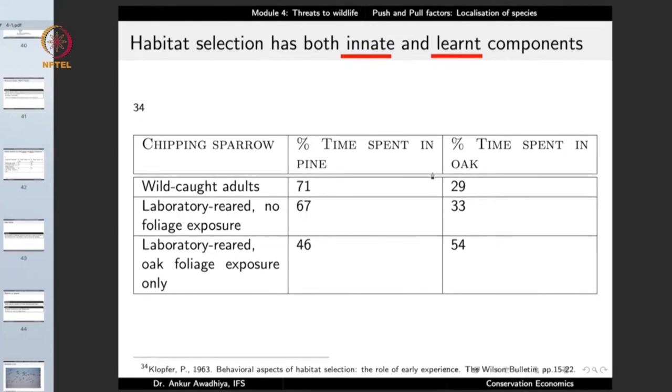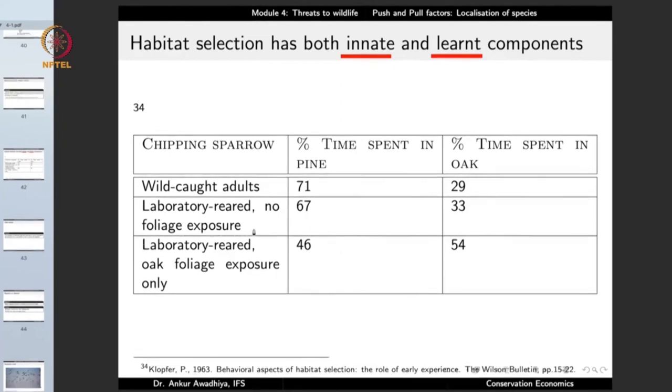Now, in this case, what is happening is that the oak can also serve as a habitat for these birds. It also provides them with shelter. It also provides them with a place where they can roost or nest. But they have a behavioral preference for pine. So this is an example of habitat selection. Now, it has an innate component which is present from birth, because if you have laboratory reared birds which have not been exposed to any outside foliage, then also we observe a very similar pattern. They spend as much as 67% of time on pine when they are released, and only 33% of time in oak. Which means that this habitat selection, or this preference for pine, is present from birth.